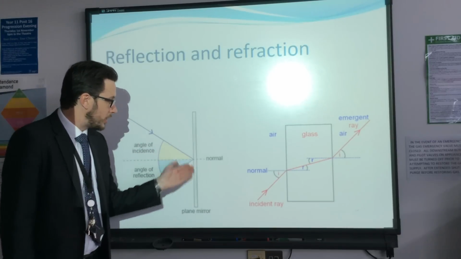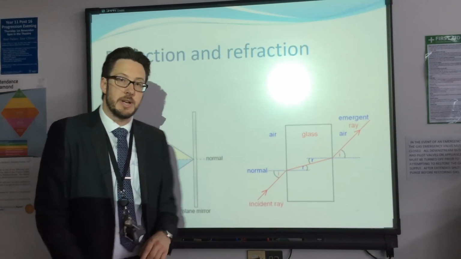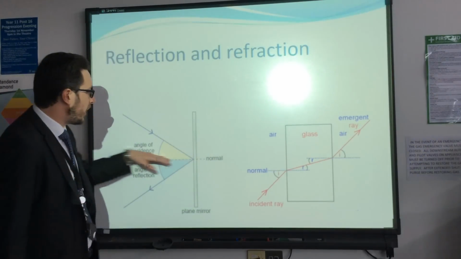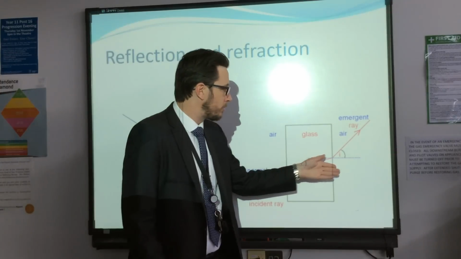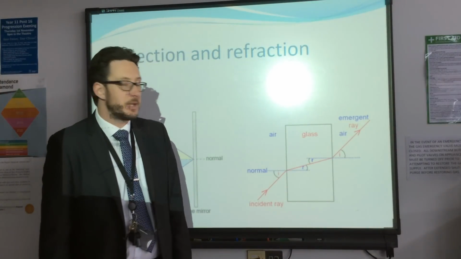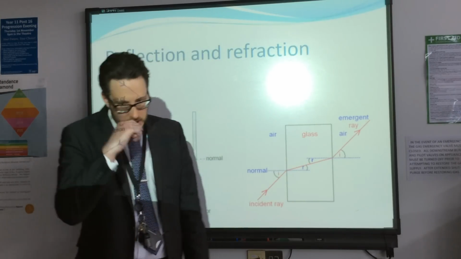Reflection of waves is just a wave comes in, it bounces off a surface, and it bounces off at the same angle it comes in at. The normal is aligned 90 degrees to either a plane mirror or to a glass block or some other apparatus you are shining a ray of light at, usually, but it can be any wave.